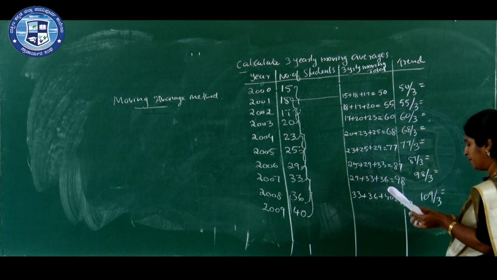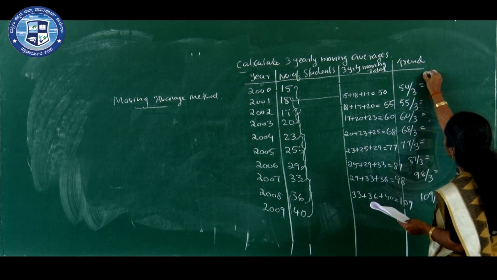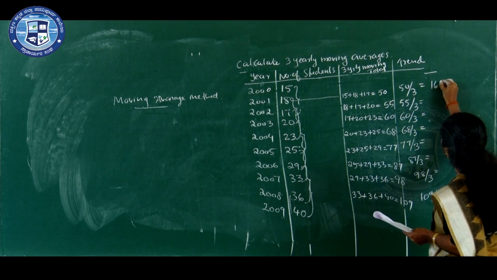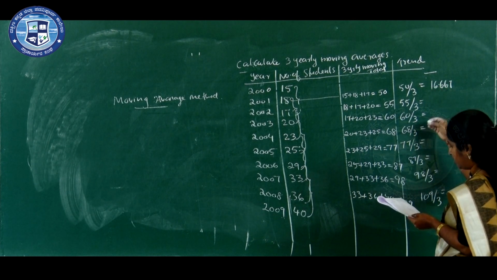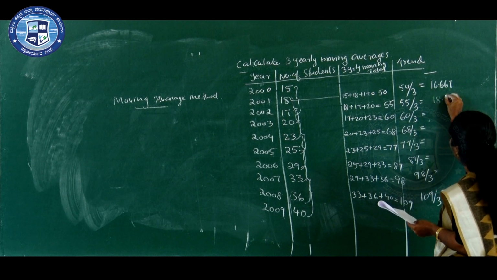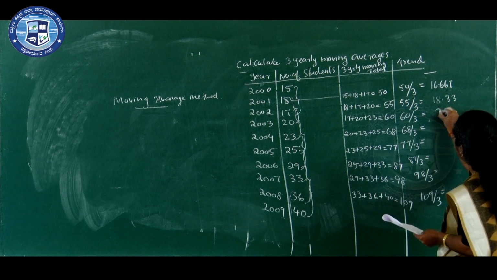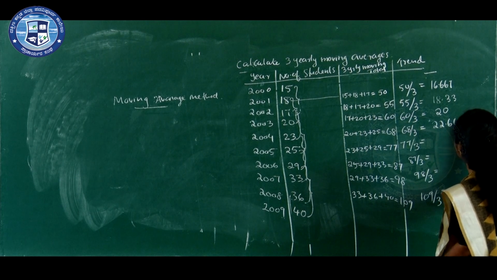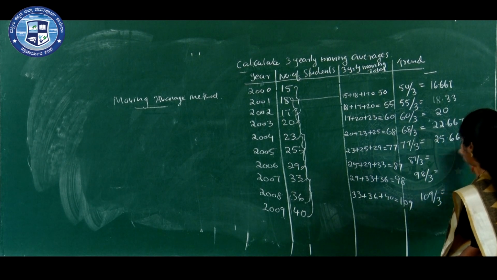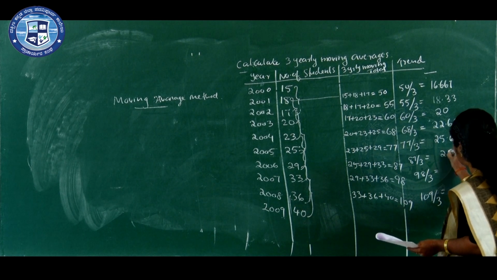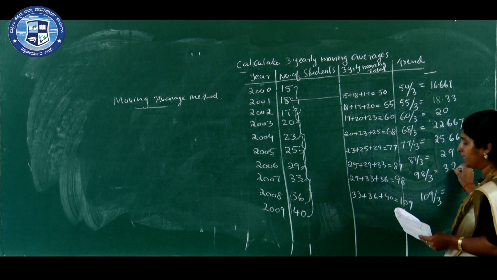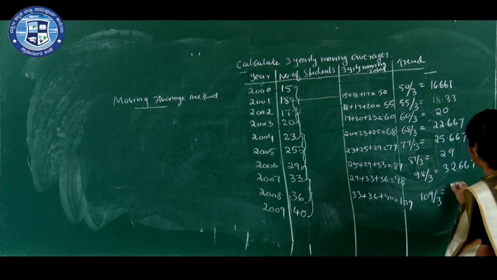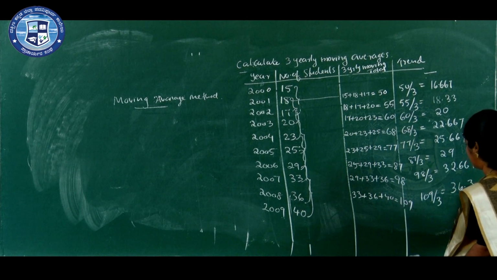Your answer will be 16.667 and second one 18.33, then 20, then 22.667, then 25.667, then 29, then 32.667, 36.33.